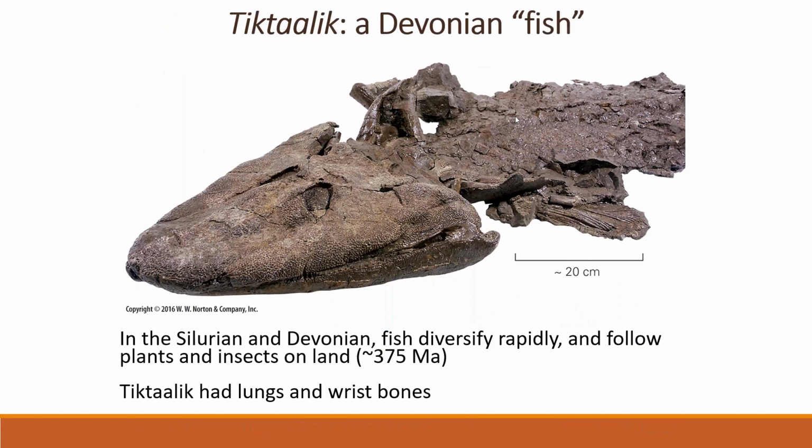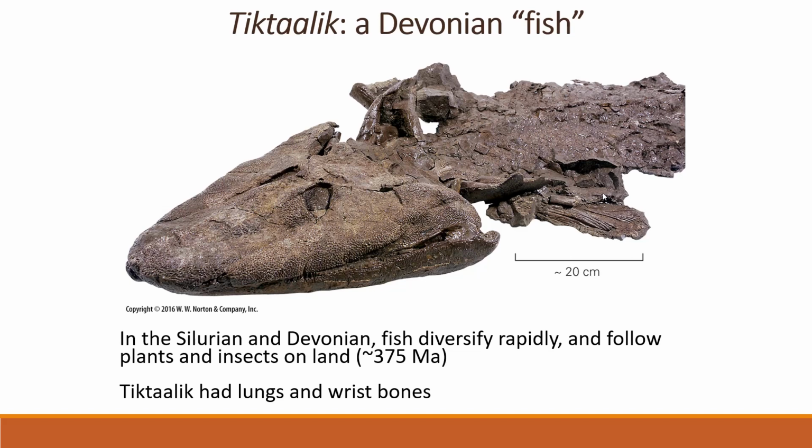We move into the Silurian, then the Devonian. In the Silurian and the Devonian, we see fish diversifying rapidly, and they will soon follow plants and insects onto the land about 375 million years ago. This is an example of a fish that had lungs and wrist bones. Its fins have been evolving so that it can move onto land.